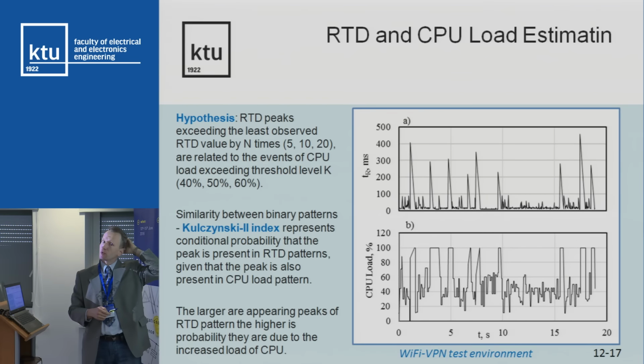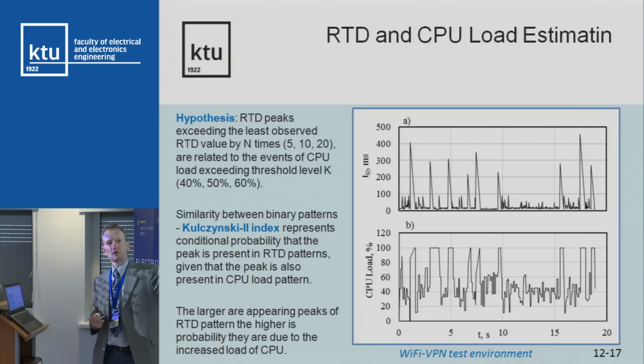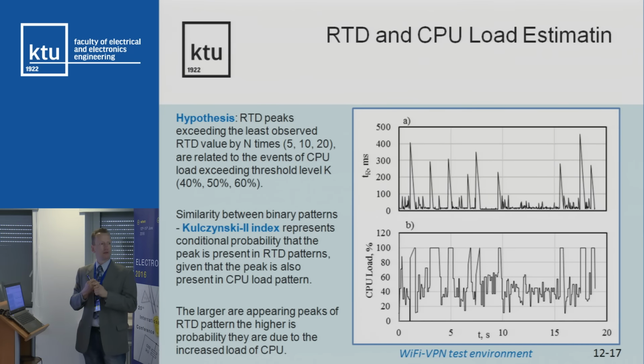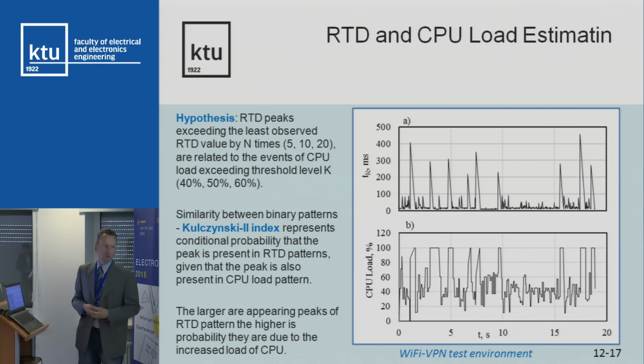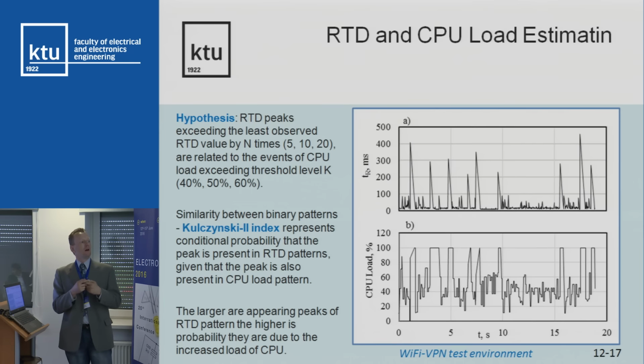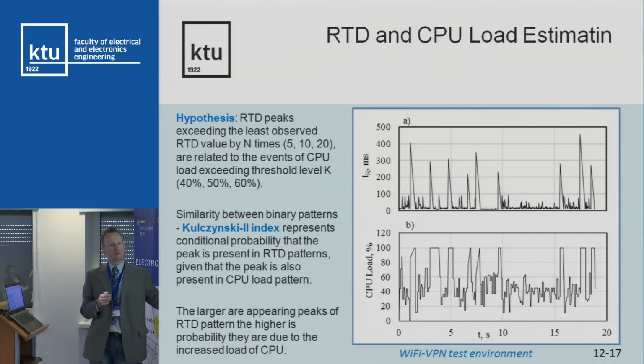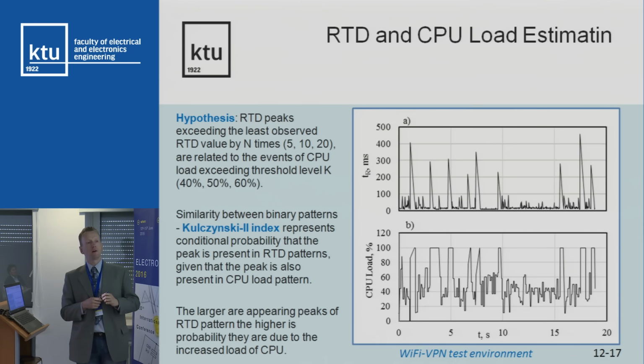So groups of binary patterns were derived from these originally measured. And when we have binary patterns, we calculated, in particular, the Kulczynski-2 index, and there are a lot of other measures for estimating similarity of binary patterns. And when we calculated this, it became obvious that they are correlated.